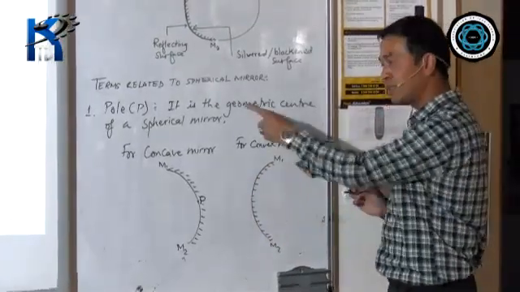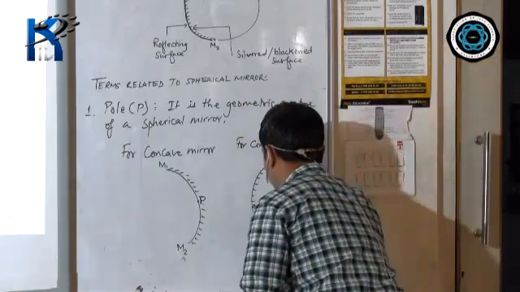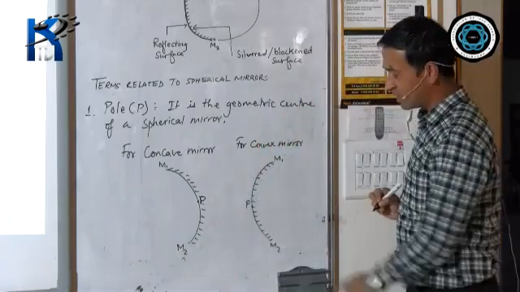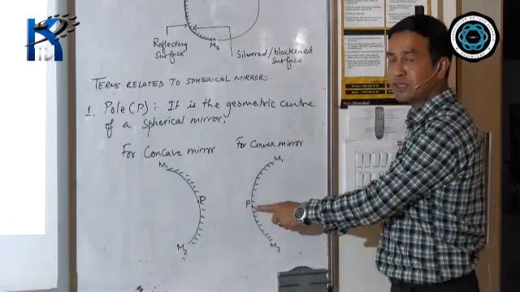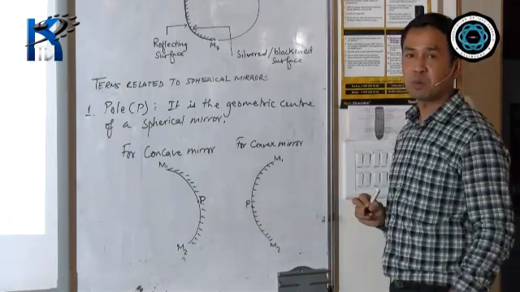So even out here we define the pole in the same manner. That is, this statement is true for any spherical mirror. So this particular part I again express as a pole. This is considered as a geometric center, and this geometric center of this convex mirror is simply defined as pole.